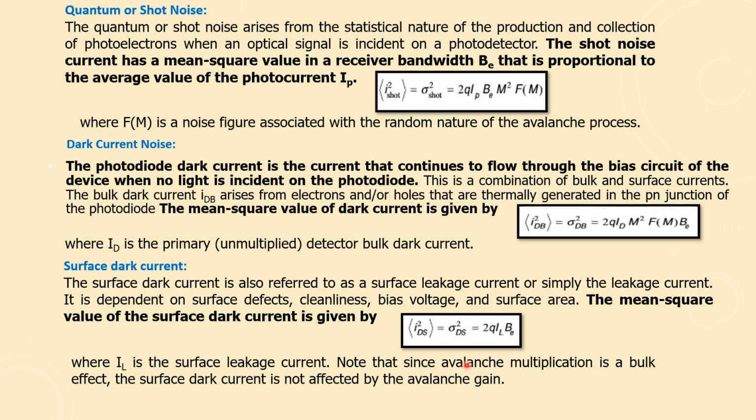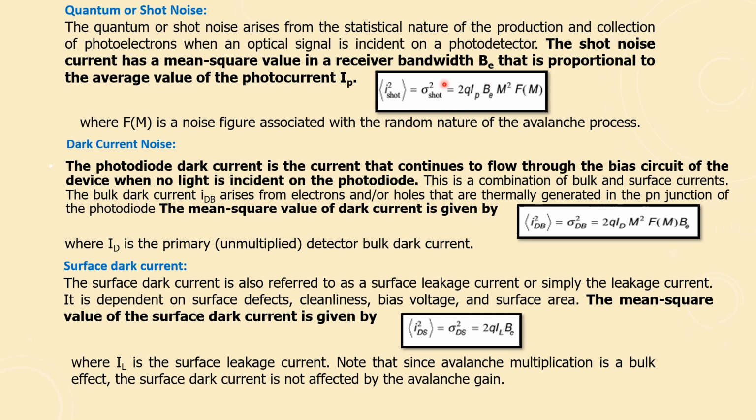First of all, what is the surface dark current? It is also called surface leakage current, or simply leakage current. It mainly depends upon surface defects. Sometimes there may be uncleanliness, or it may be due to bias voltage fluctuations, or due to the surface area of the material, there may be noise. Due to that, there will be a flow of current. That current is called surface dark current. That will be calculated by using the formula 2qIL into bandwidth.